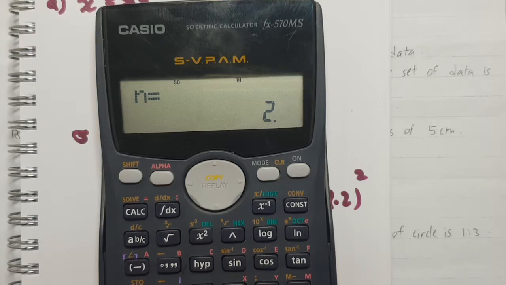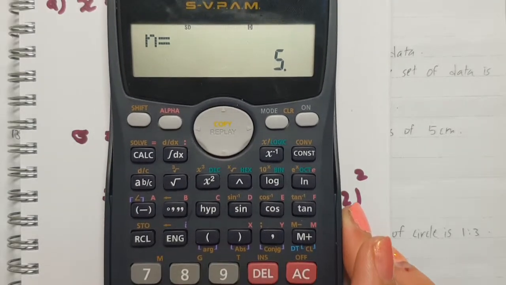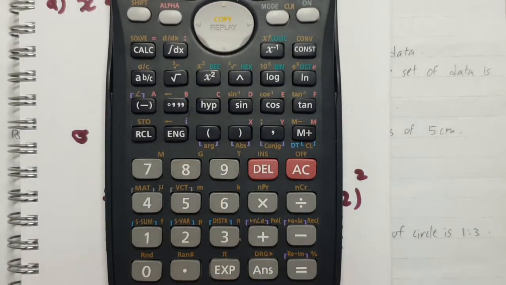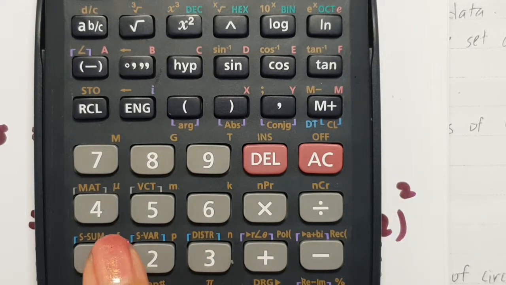So the next one is 10, n plus. Okay, 12, n plus. 15, n plus. N plus means the total memory. Next, we want to call our function of standard deviation. You see your number over here. Do you see the key of 1 and the 2? The 1 is sum, the 2 is the variation.